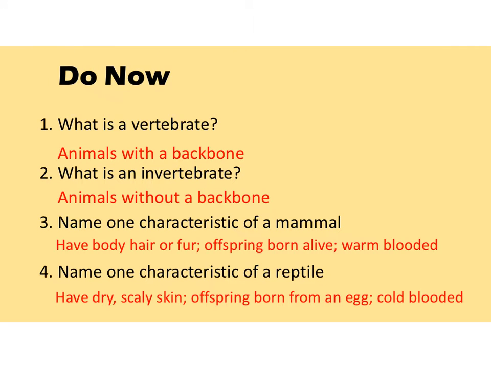Okay, so these are the answers to your Do Now activity. So number 1 was, what is a vertebrate? And the answer is animals with a backbone. Number 2, what is an invertebrate? And the answer is animals without a backbone.